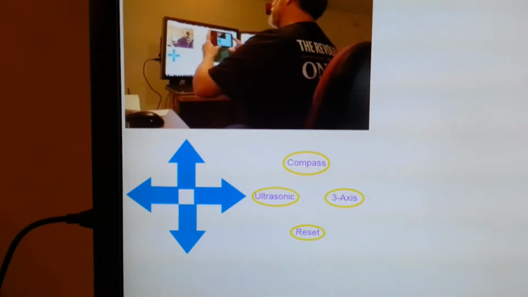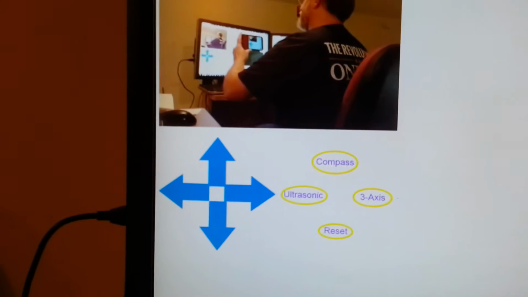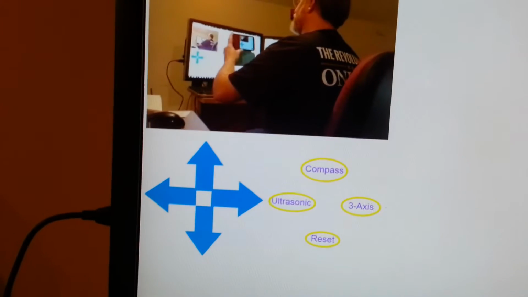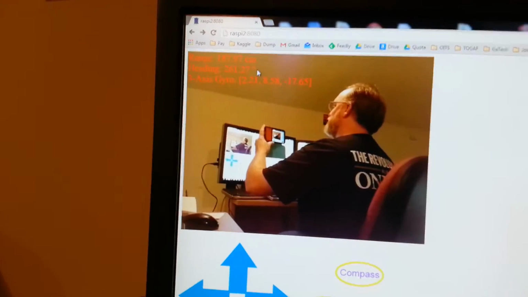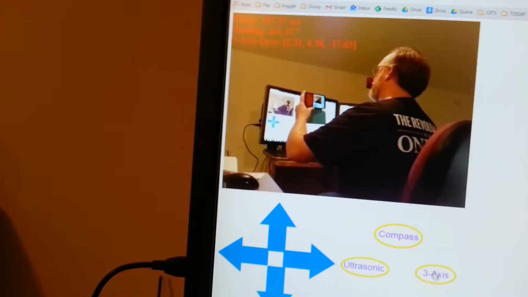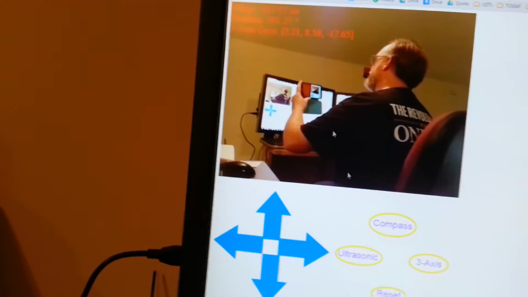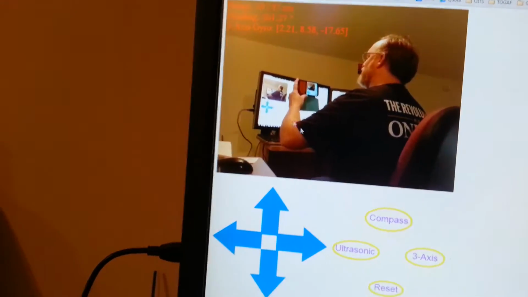I have a user interface down here. That's the arrow moving forward, stopping in the center, backwards, and a left-right. We have a compass device, which you can see up here. We have a heading of 261 degrees off magnetic north. We have a 3-axis gyroscope that's in the system as well, and we have an ultrasonic rangefinder.